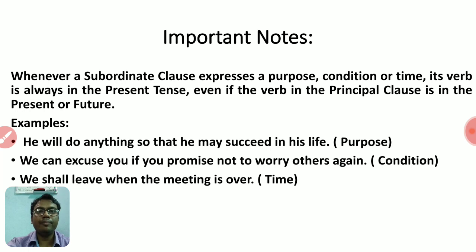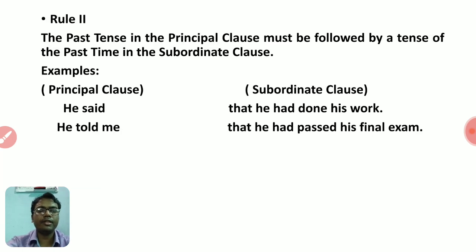Let's see the next example. We can excuse you if you promise not to worry others again. Now here "we can excuse you" is the principal clause, "if you promise not to worry others again" is the subordinate clause, and this sentence denotes condition. Let's see another example. We shall leave when the meeting is over. Now here "we shall leave" is your principal clause, and "when the meeting is over" is the subordinate clause, and this sentence denotes time. Let's see the next slide.